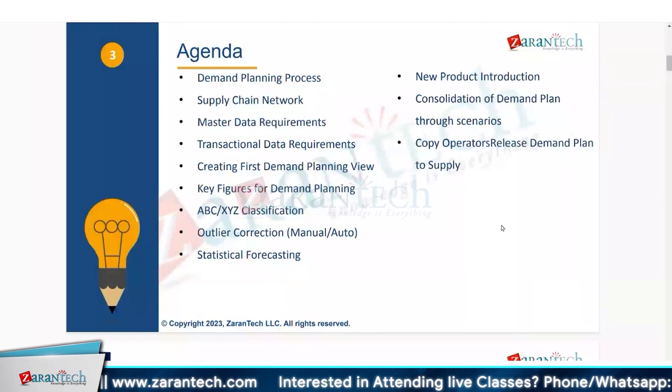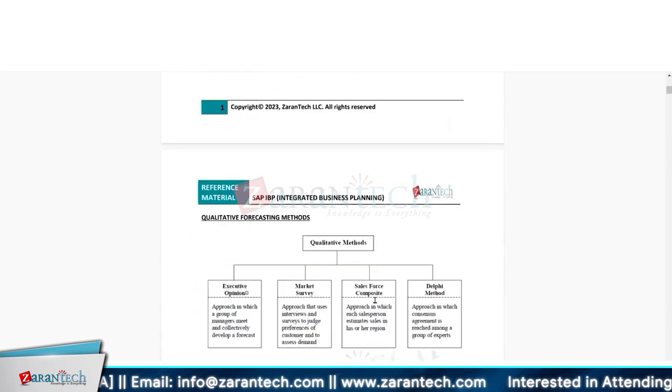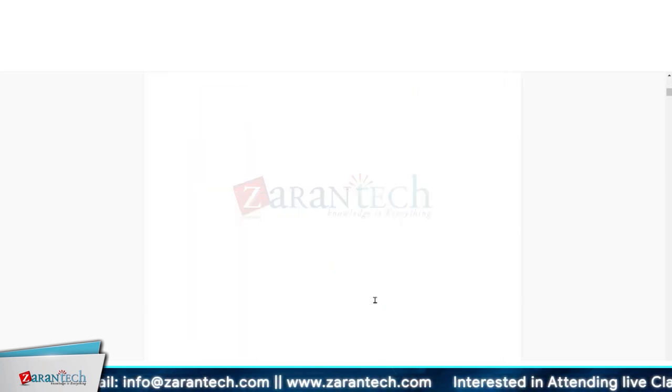On the right hand side, we also see some of the other aspects like NPI, new product introduction, then consolidation of demand plan, and overall release of demand and supply plan. So these are the broad level topics we'll cover as a part of theory, as well as some of the points where we'll try and actually do a little bit of hands-on in the system. So any specific doubts or any topics you feel are missing in the curriculum which you want to add, something like that? So move on to the major aspect of the demand planning process.